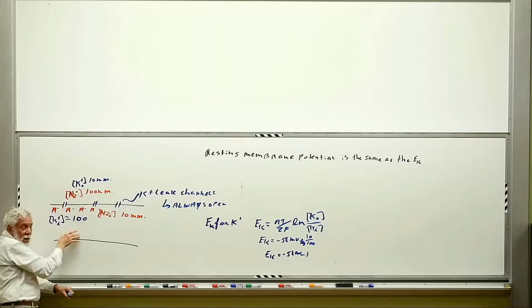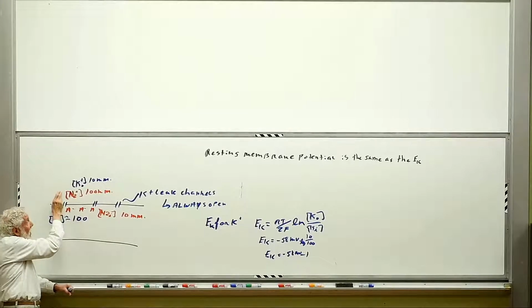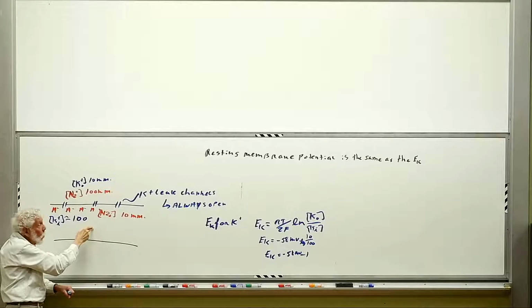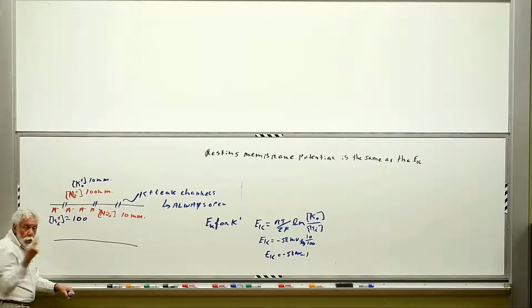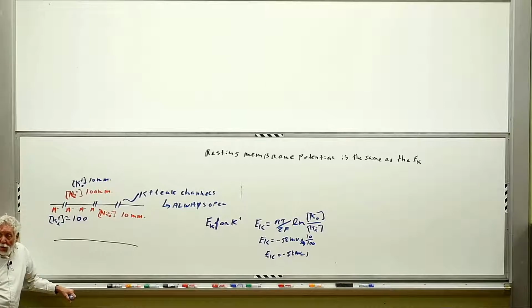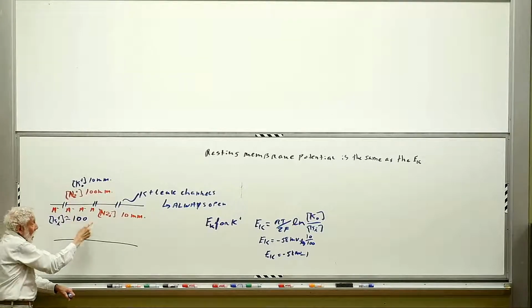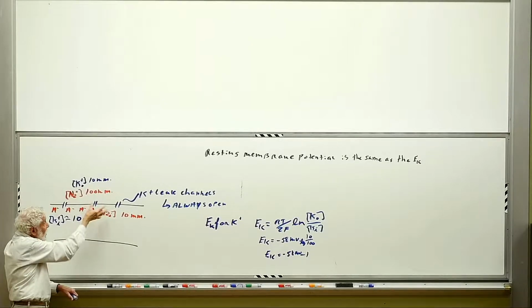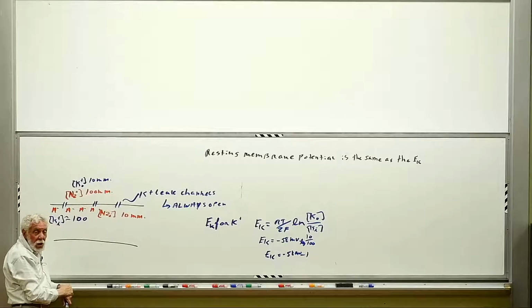We have this gradient. Notice we have 100 millimolar sodium and 10 millimolar sodium here. So we have a tenfold gradient to bring the sodium in. What's more is it's negatively charged inside the cell, and the sodium is positively charged. So there are two gradients driving the sodium into the cell, the electrical gradient as well as the concentration gradient. And the question is a good one. Why is it we don't have any sodium coming into the cell?